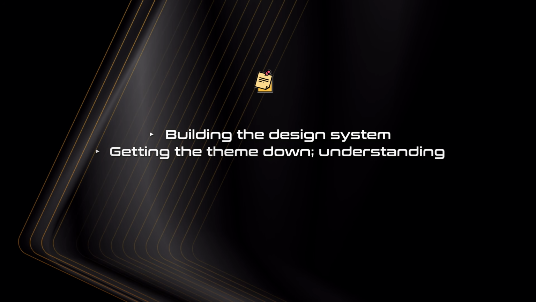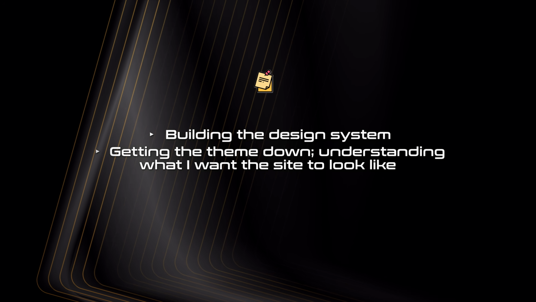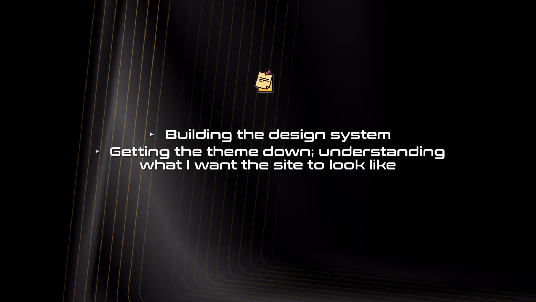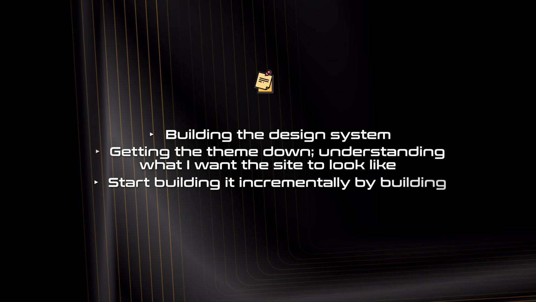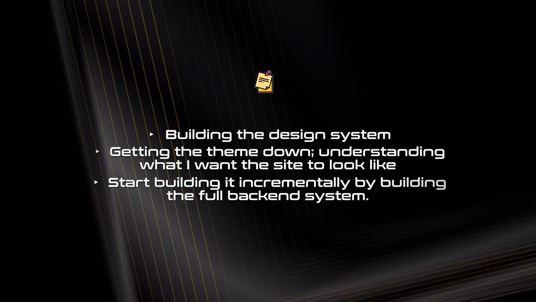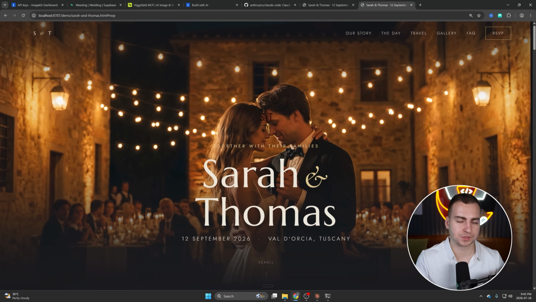Again, what I've started with is building the design system, getting the theme down, understanding what I want the site to look like, and having that locked in. Then I start building it incrementally by building the full backend system. Of course, there's going to be more prompts, revisions, and issues, but we've spent a lot of time up front making the decisions, setting up the MCPs, and getting the design system in place, and now we're ready to build out the full thing, so it should be a lot less painful with a lot fewer mistakes. That's how you really do this properly and why this video is so long.